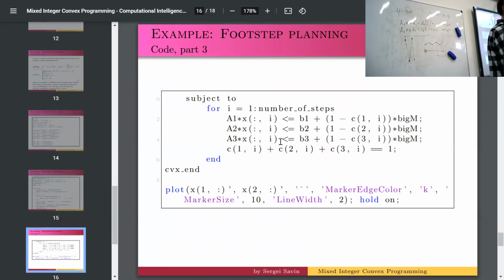Now constraints. Constraints are, as I said, you recognize it's just literally the same as we saw before. And notice this one. And then I plot the solution. That's it. That's the whole program. Yes.